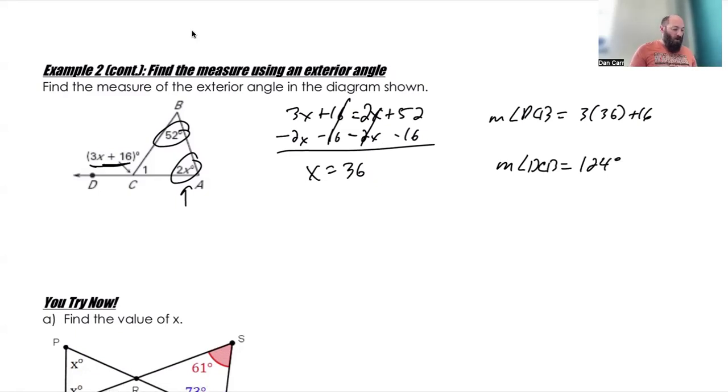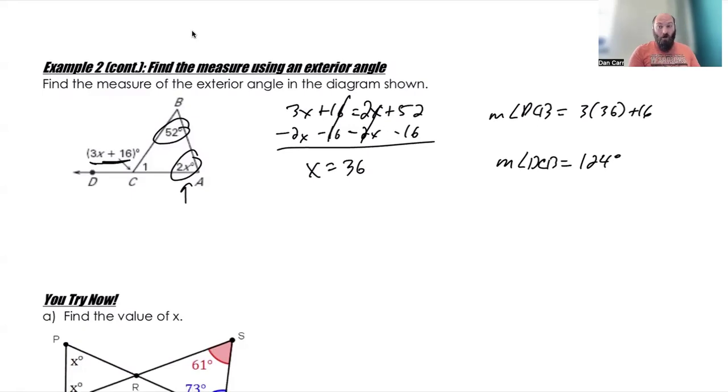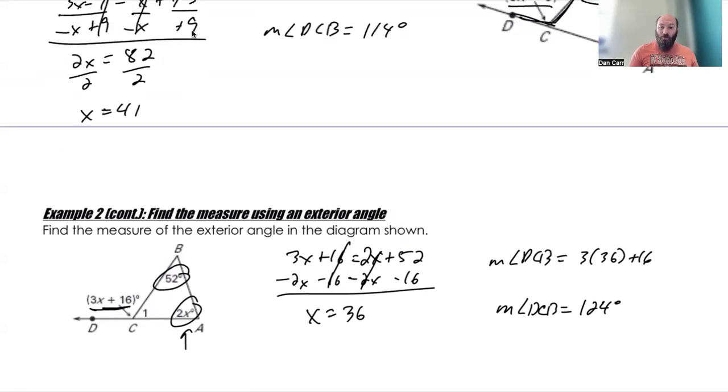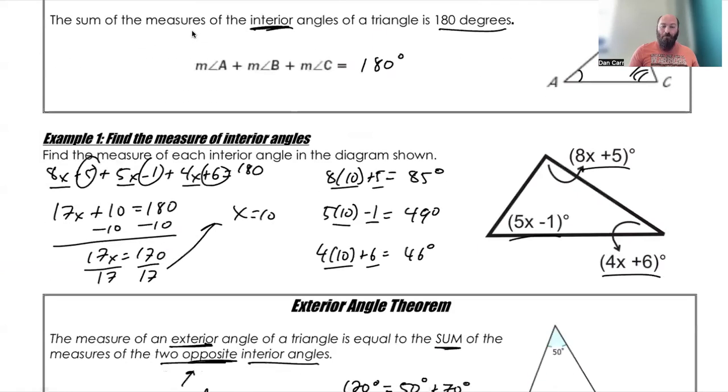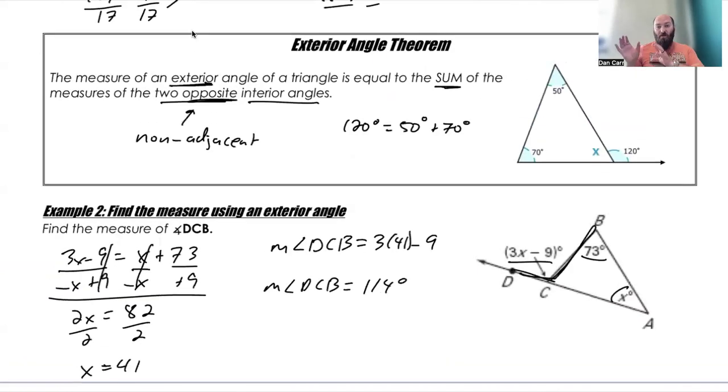All right, so that is it for our interior and exterior angle theorems. Remember, interior angles add up to 180 degrees. Exterior angles are always going to be the sum of the two non-adjacent or opposite interior angles. But that is it for today.